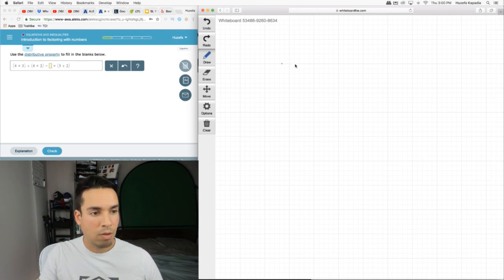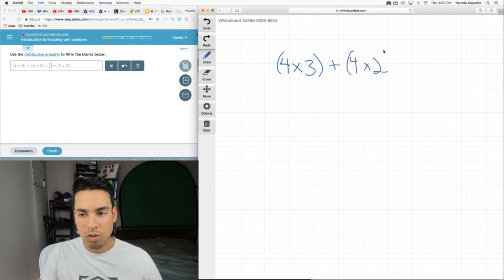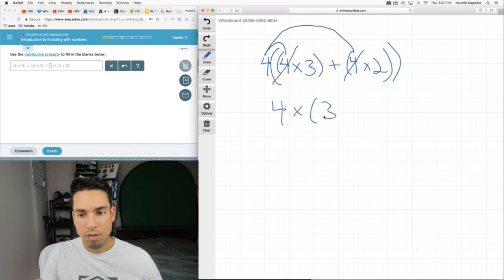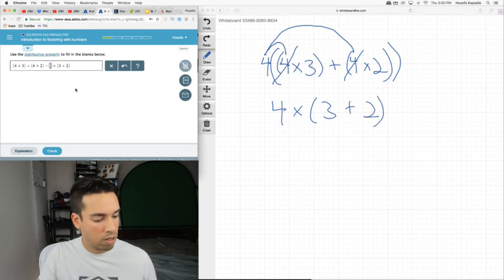Next one, we've got 4 times 3 plus 4 times 2, same thing. What's common in both of these expressions? The 4. So we're going to pull the 4 out of both of these guys. And then what's left is a 3 and a 2. So now we've got 4 times 3 plus 2, and that's all we're doing. So here the 4 comes up there.